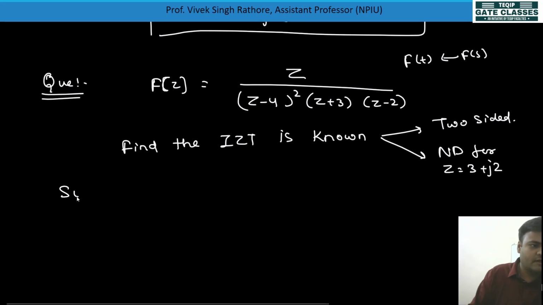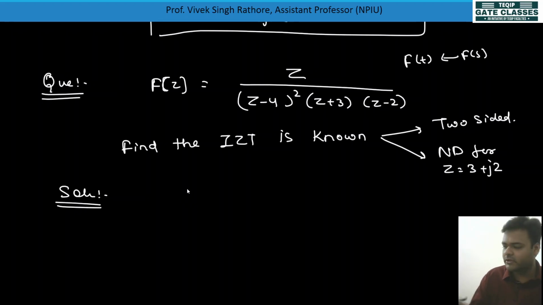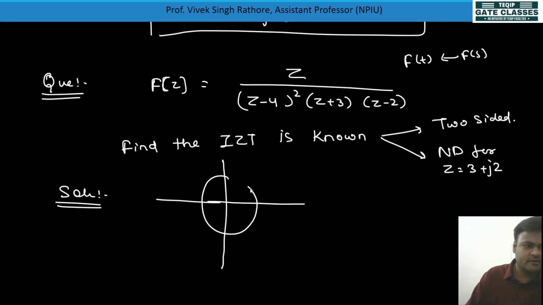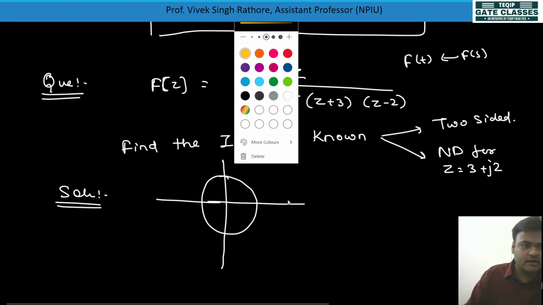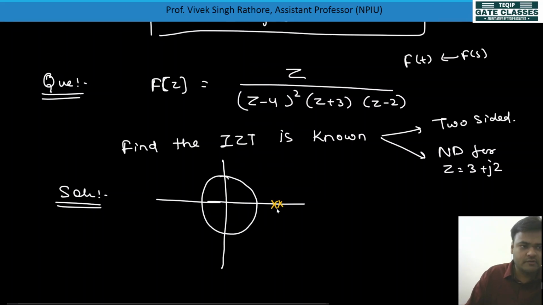So now we will try to solve our question and see what the approach will be. First of all, we'll take the z plane and try to plot the poles. Z equal to 4 from (z minus 4) squared means the pole will be at 4. Two poles are there, so let's suppose two poles are there at z equal to 4.